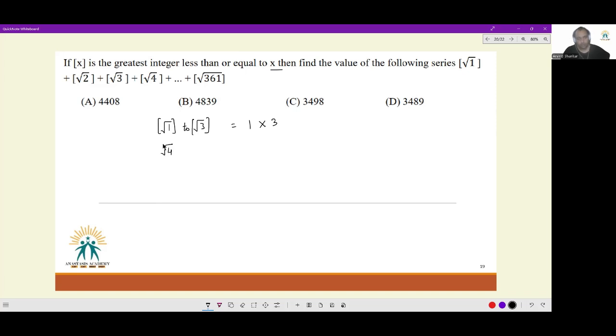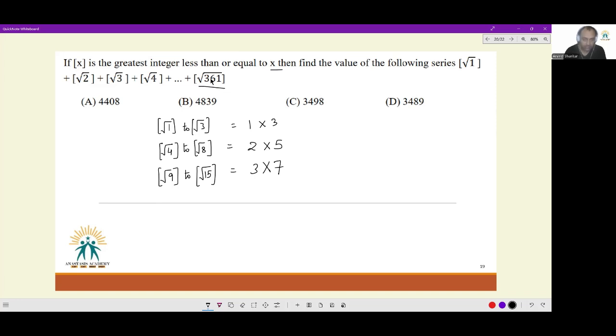Now from under root 4 to under root 8, I'm going to get a value of 2 for 5 terms. From under root 9 to under root 15, I'm going to get a value of 3 everywhere for 7 terms. Now, this is hopefully something that we have already encountered in our solving in several places. But if not, can you see the series that is getting created? This is 1, 2, 3, so on and so forth.